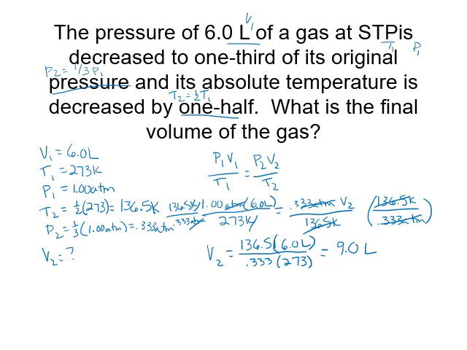I can't really do a proportionality check on this one because I have 3 variables going on. I have temperature is decreasing, which would tend to make the volume decrease, and I have pressure decreasing, which would tend to make the volume increase. And so the only way to really do it is with math. But this is a reasonable answer.